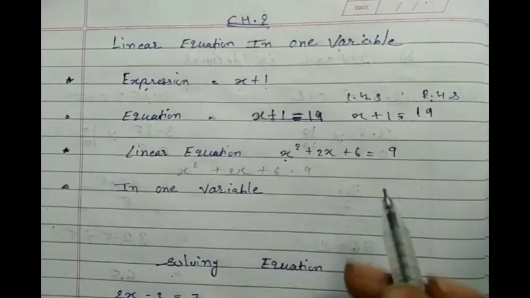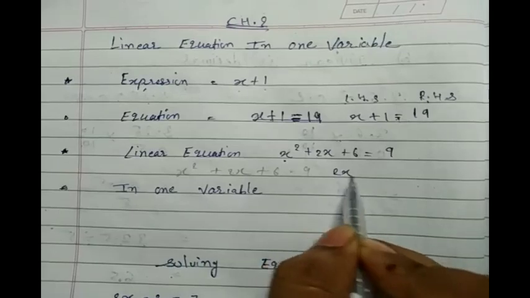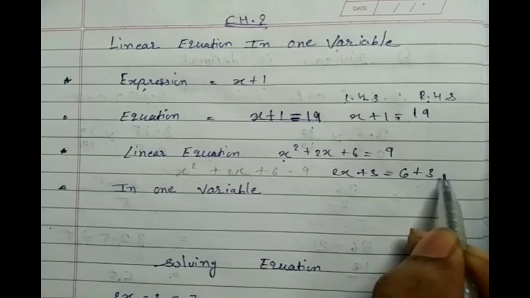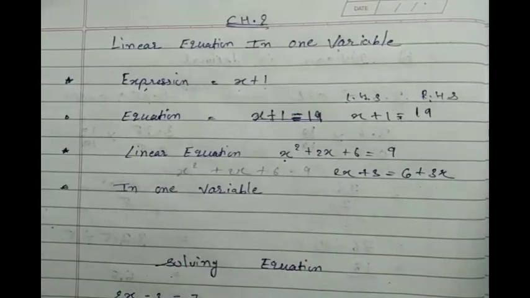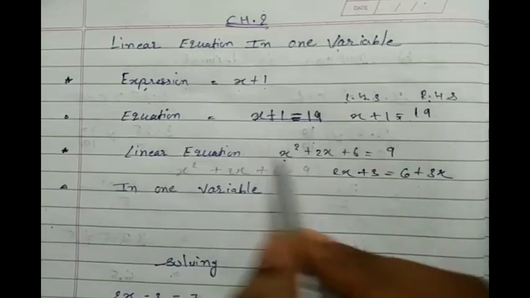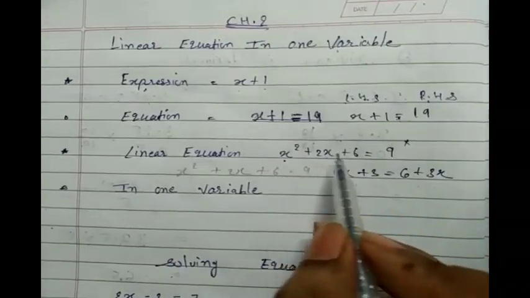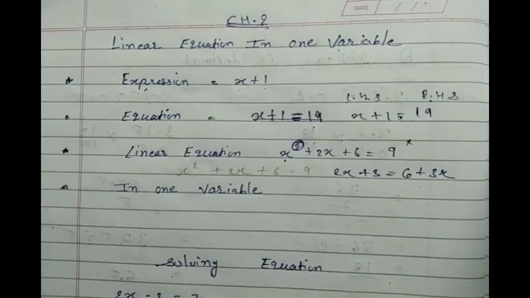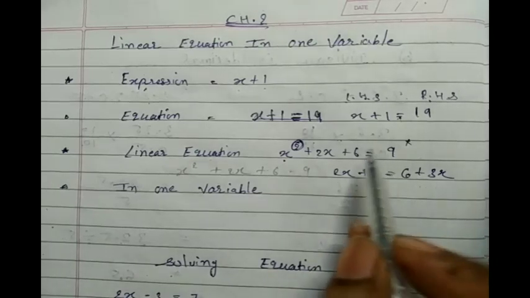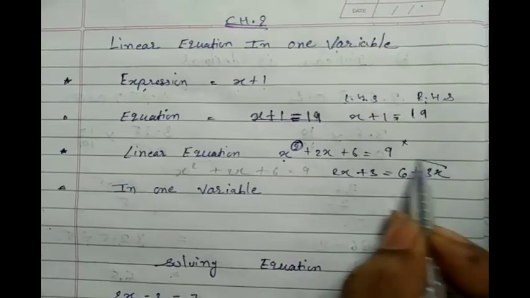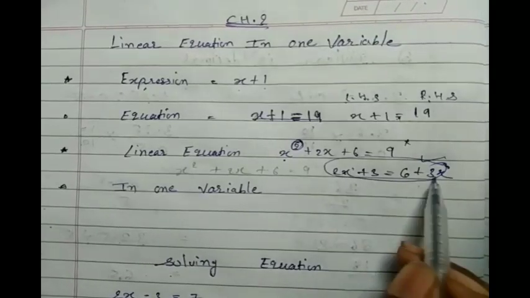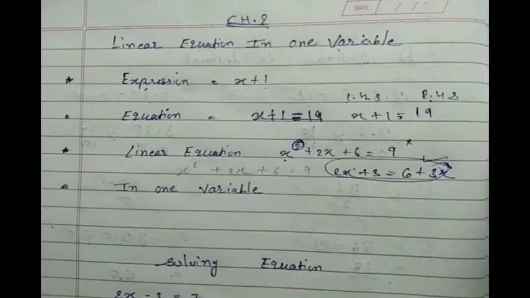So if we have to write a linear equation, it should be 2x plus 3 is equal to 6 plus 3x. This is not a linear equation because the power of the variable is 2, and in a linear equation the power of the variable should always be 1, not more than 1. So this is our linear equation, because the power of the variable is equal to 1.